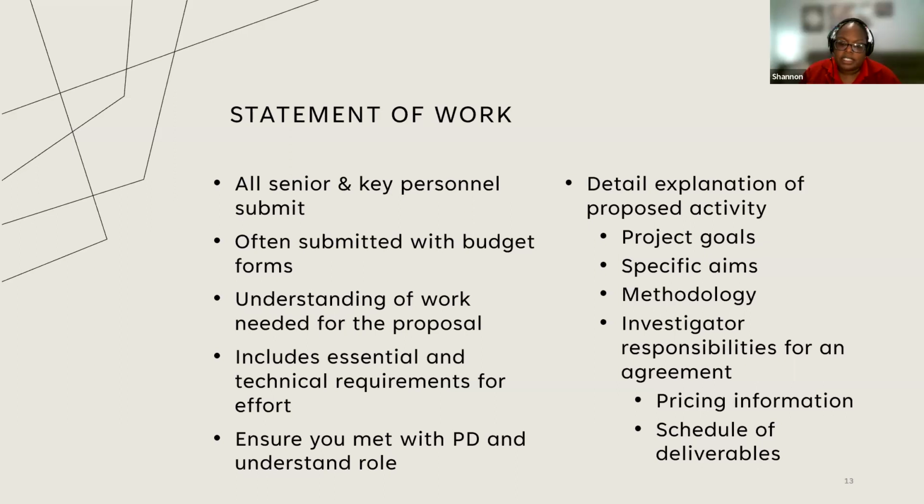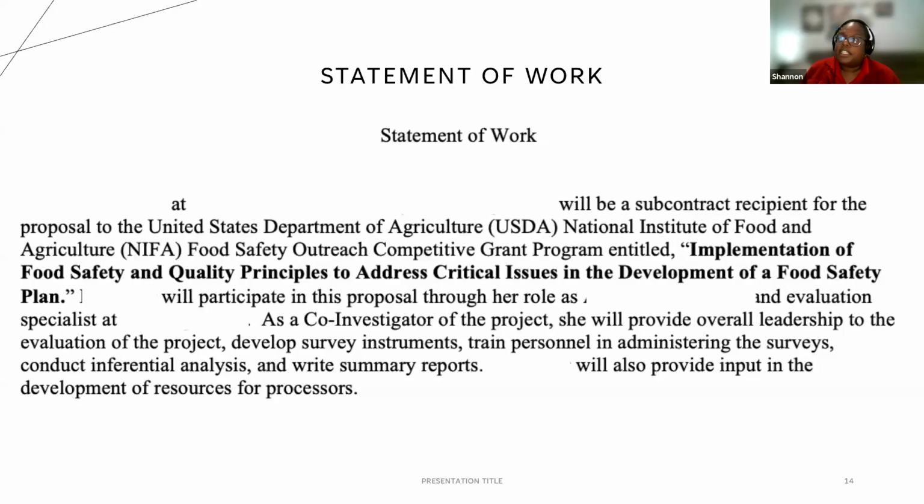And so as I mentioned before, typically there's no template that the government has given us, but your university might have a template that they may want you to follow. So here's an example, and I tried my best to block out as much as I can of whose this was. It starts off saying the person's name, what university they're at, and then they say they're a subcontract recipient from the USDA FSOP project.